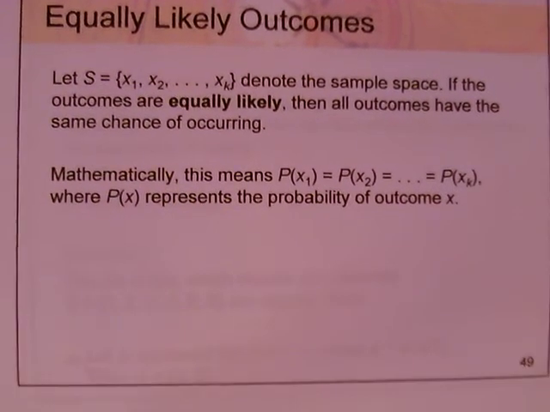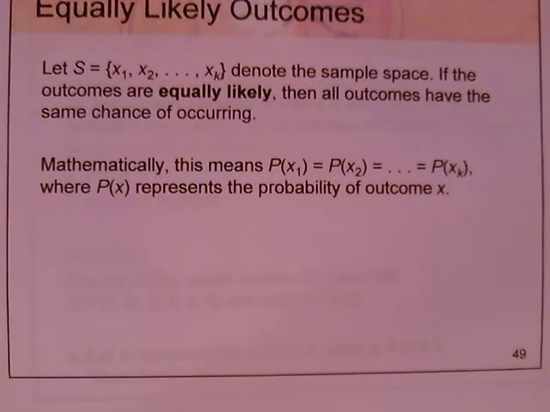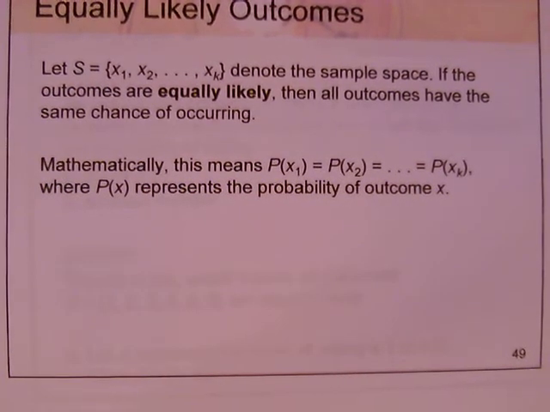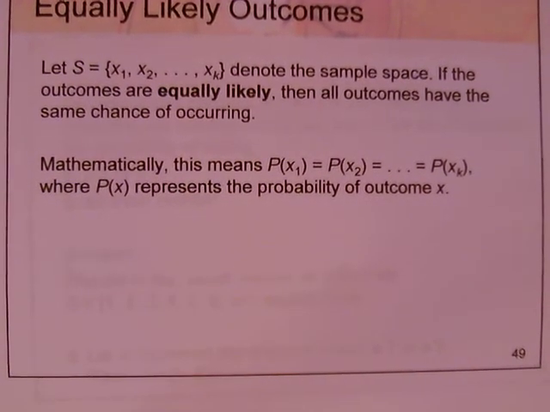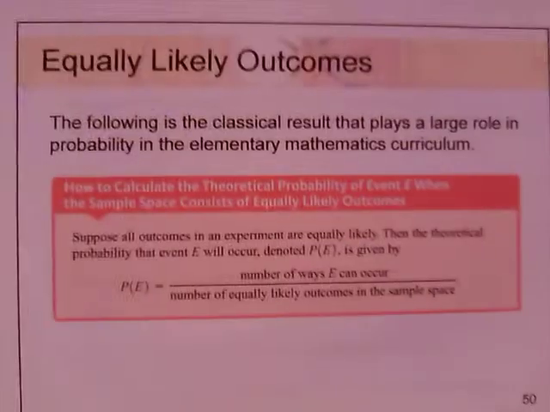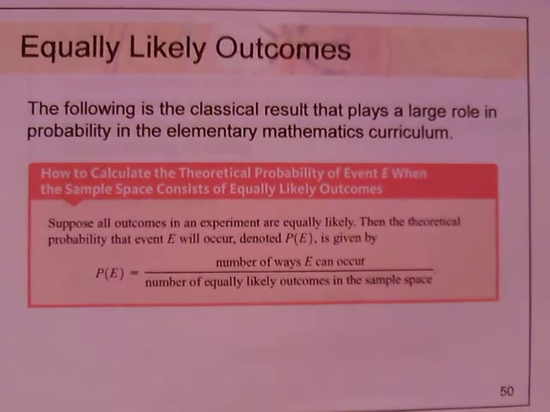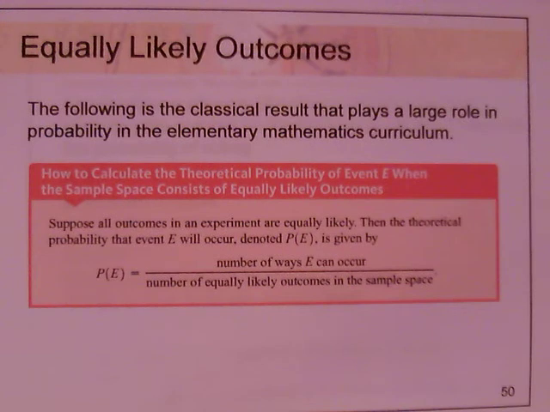So rolling a pair of dice or tossing a pair of coins, those produce equally likely outcomes. Each will have an equal chance of being selected or coming up. So here, the following is a classical result that plays a large role in probability in the elementary math curriculum.